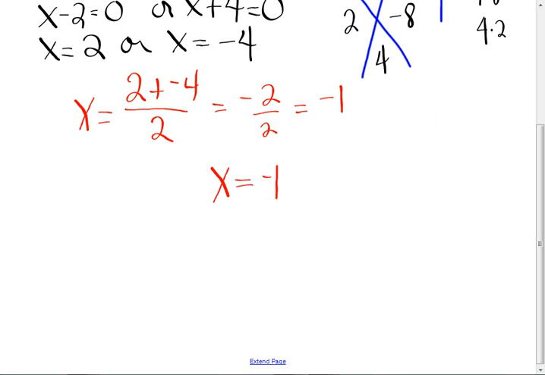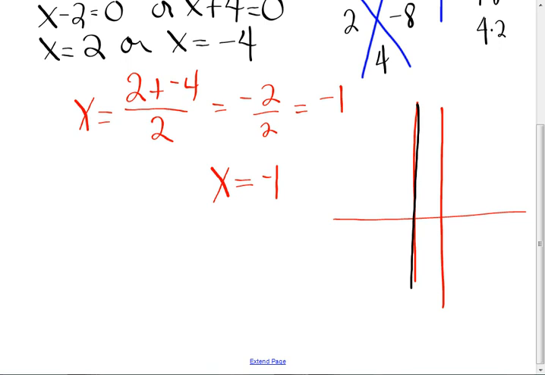That's the axis of symmetry. Whoops, negative 1. See if I can put it in the right place. That would help. So I'll put that in black. There's negative 1. And my x-intercepts were at negative 4 and positive 2. Supposed to be halfway.